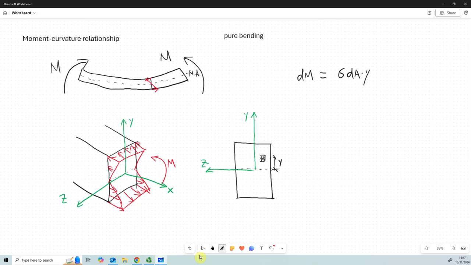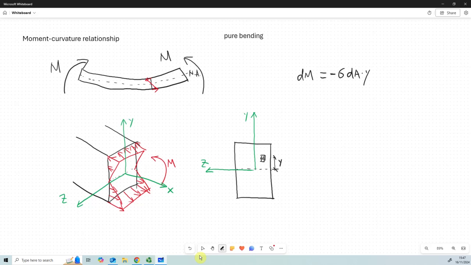Based on the sign convention, we draw the positive bending moment like this. All the bending moments are positive on this beam segment. So this is a positive bending moment. So dM is positive, but this term is negative, so we must have a negative sign over here to make this term positive.